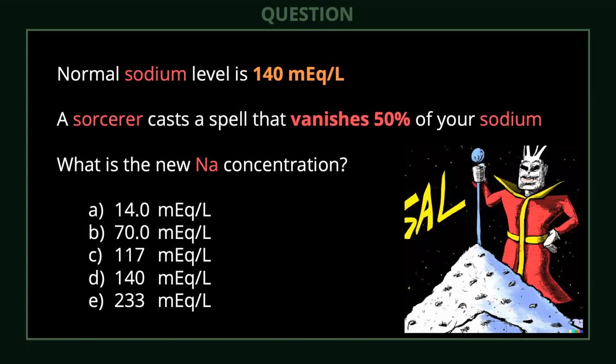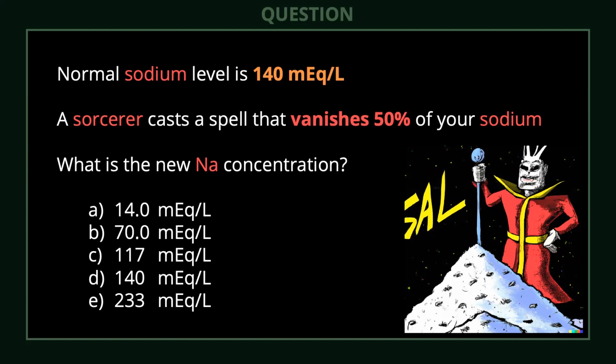And here, the sorcerer casts a spell that vanishes 50% of your sodium. I can tell you again, a normal sodium level is about 140 milliequivalents per liter. And, of course, this would lead quickly to your death. But putting that aside, let's imagine I now take a new sample of your blood and measure the serum sodium concentration. What is going to be the correct answer? Pick one of the options here. Maybe write it down or say it out loud so that you've committed to one.